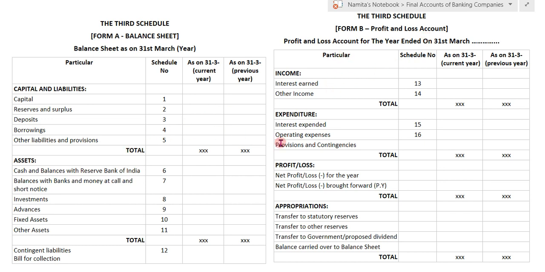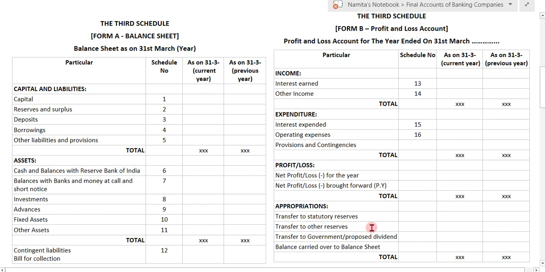So in this way the banking company has to prepare the balance sheet and profit and loss account. Students who are studying in TYBCOM, for the academic purpose they have to prepare the final account of banking company in this format. First will be Form A, balance sheet. Second is Form B, profit and loss account.